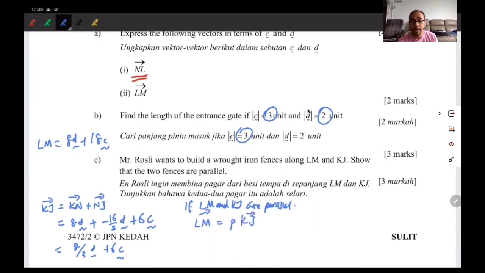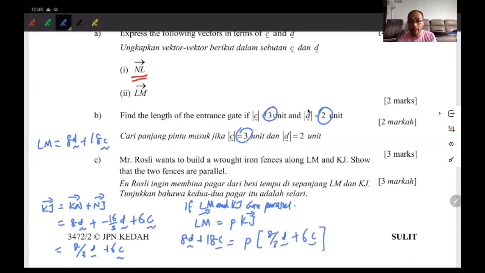Okay. And when I compare the vectors, the value of P must be the same. Then it is parallel. If the value of P is different, as we have seen in the paper 1 question, then it is not parallel. So LM is 8D plus 18C equals P. KJ is 8 over 3 D plus 6C.